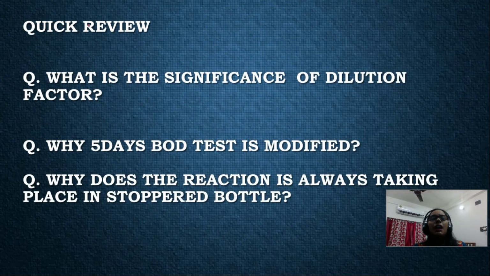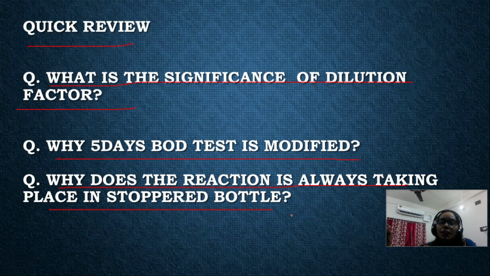Acha, before that, first of all, here is a quick review. What is the significance of the dilution factor? I have already told you, you know this. Why the 5 days BOD test is modified, this I have also told you. And why does the reaction always take place in a stoppered bottle? Because the stopper prevents oxygen from entering our sample from the air. So for prevention of this, we have to use a stoppered bottle.